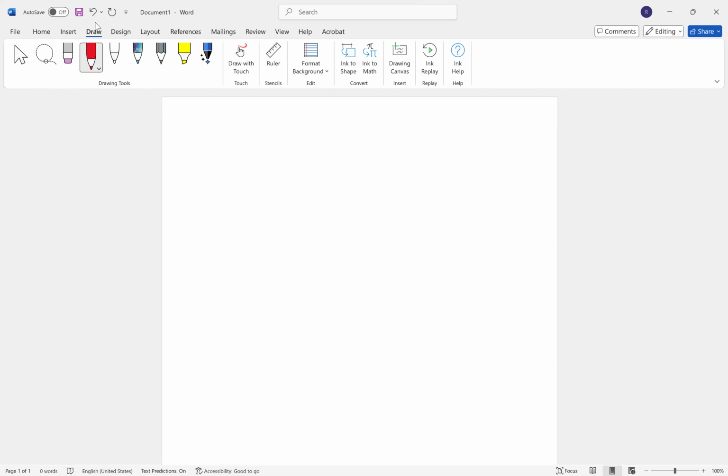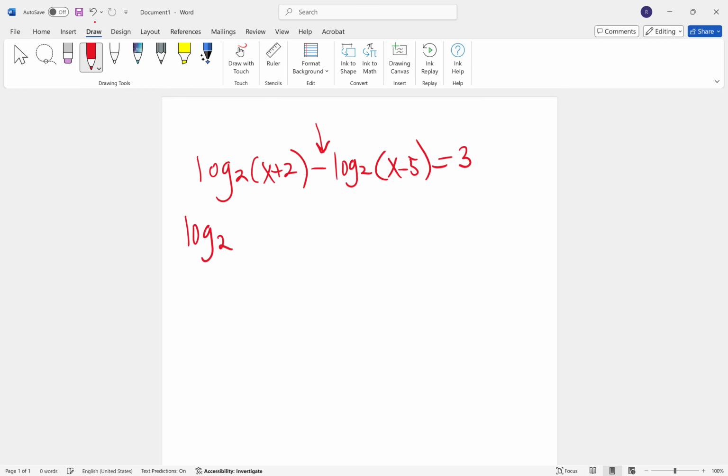All right, so we have log base 2 of x plus 2 minus log base 2 of x minus 5, and that should equal 3. So let's rewrite this as a single log. I see we have subtraction, so I'm gonna use my quotient rule, remember from the previous lecture. So I'm gonna rewrite this as log base 2 of x plus 2 divided by x minus 5. And that's gonna equal 3.